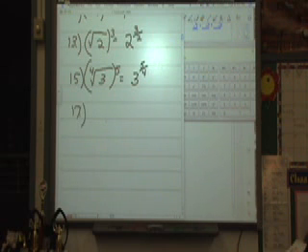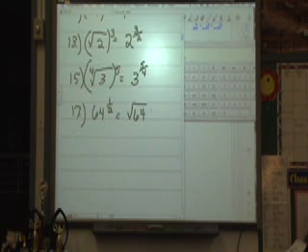Number 17 says to simplify. If the expression does not name a real number, say so. So we have 64 to the 1/2 power. That's the square root of 64, which is 8.